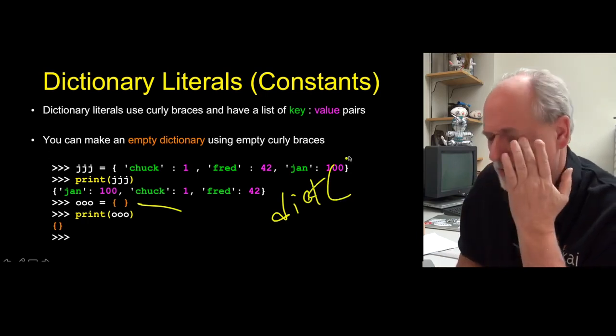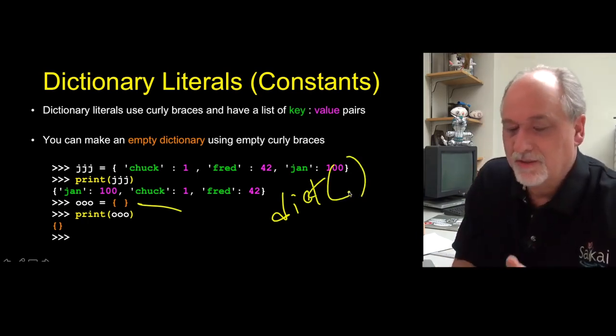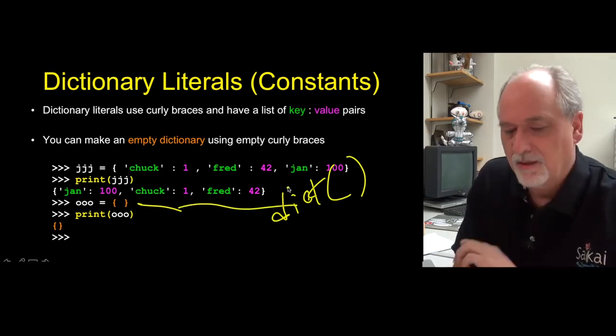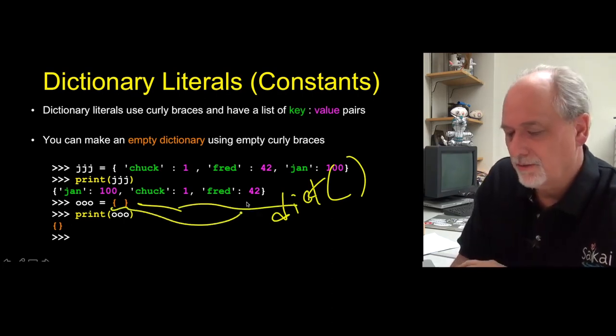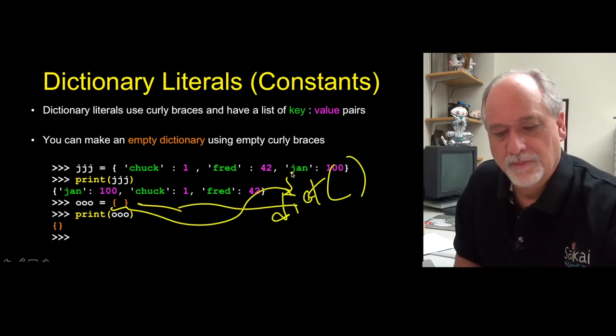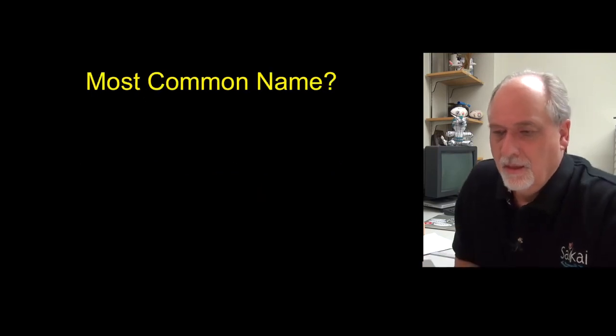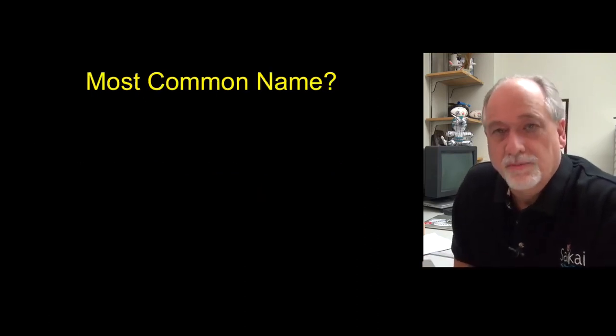This is a constructor where you say make a new empty dictionary. This is an empty dictionary constant. These two things are pretty much the exact same thing. This is a shortcut to doing this. The empty curly braces is a shortcut to do the construction.